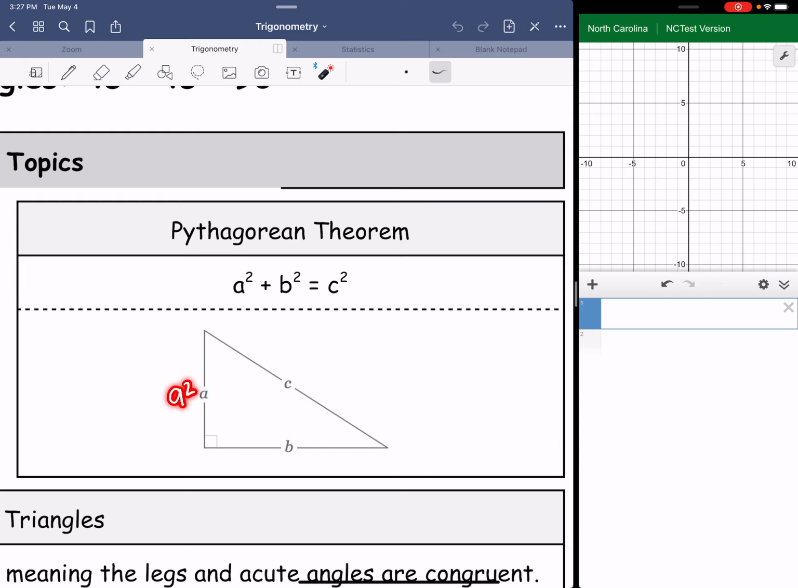Each leg squared and added together, so a squared plus b squared equals c squared. That is your Pythagorean theorem. A squared plus b squared equals c squared, where a and b are the legs and c is the hypotenuse.